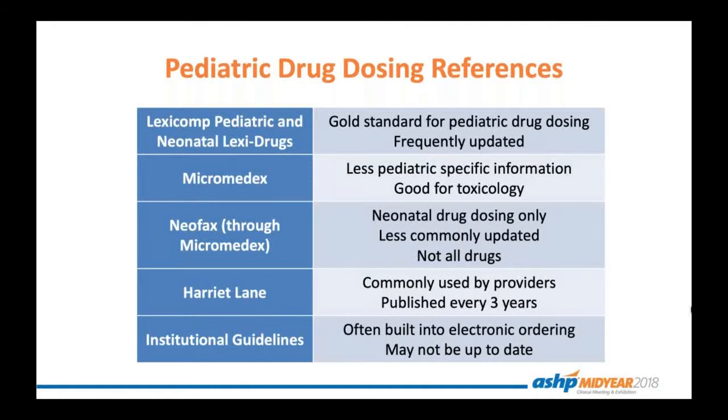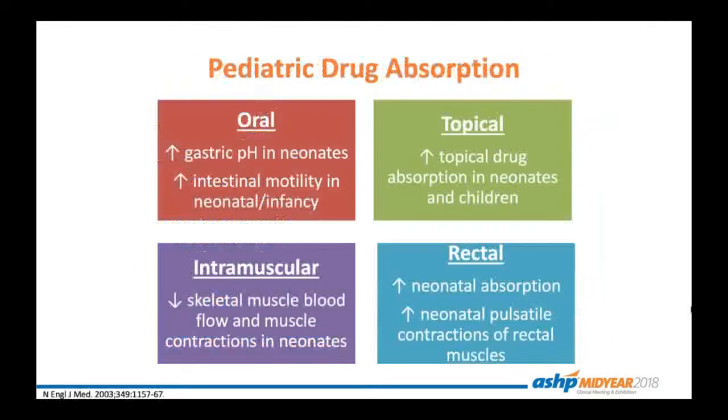It's also important to keep in mind that your institutional guidelines may exist. Often order sets are automatically built into your electronic medical record for drug dosing, but keep in mind that just because these are in the electronic medical record does not necessarily mean they are the most up to date. Now that we've gone over drug dosing, we will review the basic pharmacokinetic differences of our pediatric population.